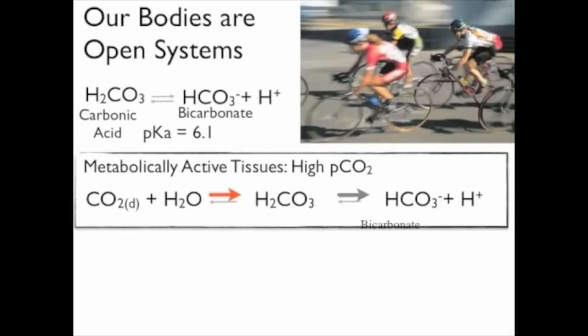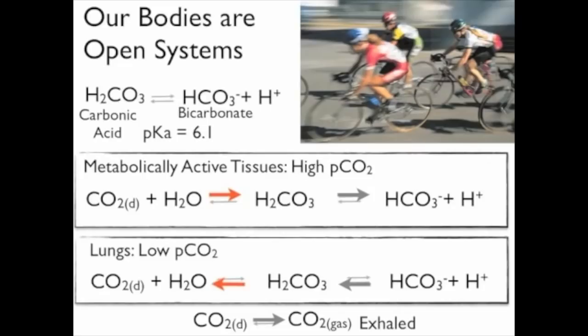This bicarbonate leaves the red blood cells and travels in the bloodstream to the lungs, and in the lungs the partial pressure of carbon dioxide is low. That's because we continuously breathe off carbon dioxide. And so because there's a low partial pressure of carbon dioxide, these reactions that you see down here at the bottom tend to go in the reverse direction. The equilibrium is skewed to the left. And so bicarbonate takes up a proton to become carbonic acid, and then this is broken down to become carbon dioxide and water, and these are both breathed off as carbon dioxide gas and water vapor.